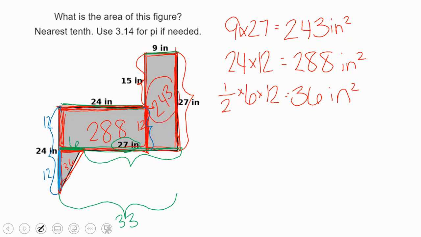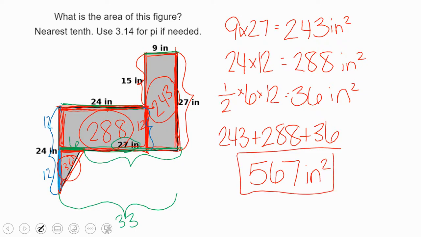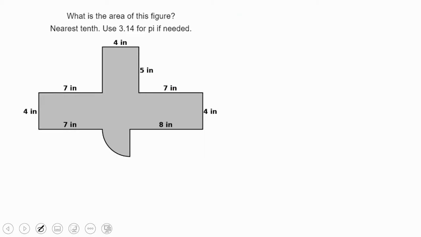Now we just have to add the 3 areas together to find the total area of the whole figure. So when you add those, you're going to get 567 inches squared. Okay, so it's just kind of like a puzzle. You have to fill in all the pieces and then add up all the areas together. Let's try one more of those.